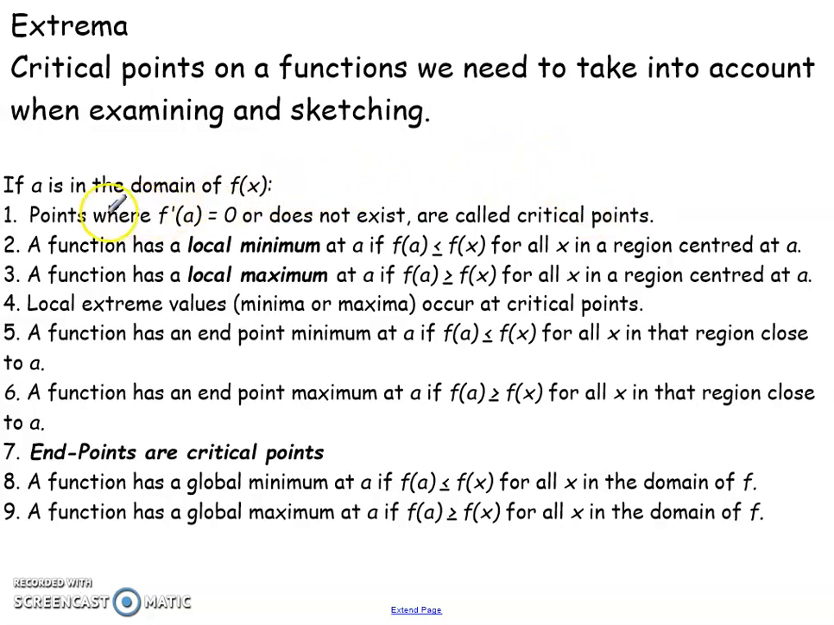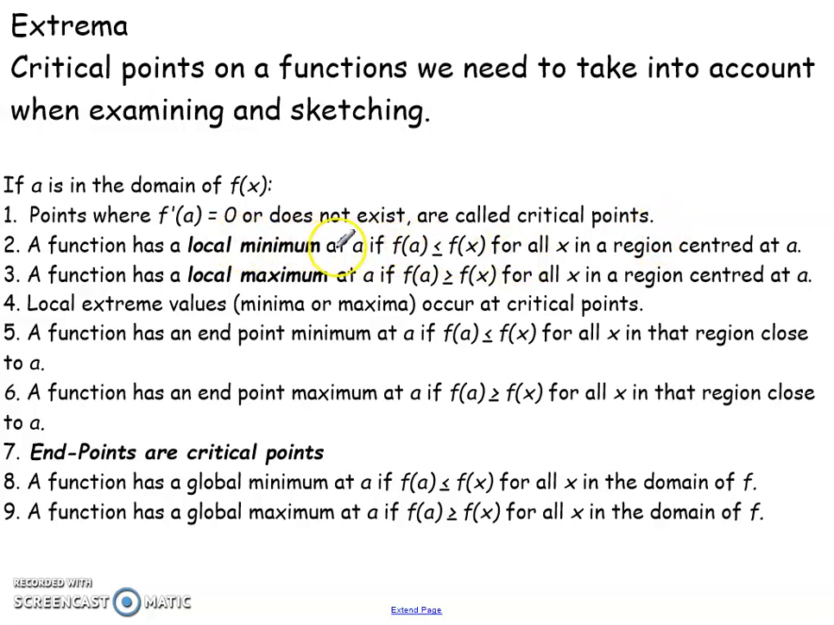What we have to do is the first key thing is we have to remember that where f dash of a equals 0 or doesn't exist, these are called critical points. Now if you think back to when we did this previously, if f dash of x was equal to 0, that meant it was a stationary point. So technically, those are called critical points. But in this case, critical points do not necessarily always mean stationary points. They can mean other things as well. So we're going to look at that too.